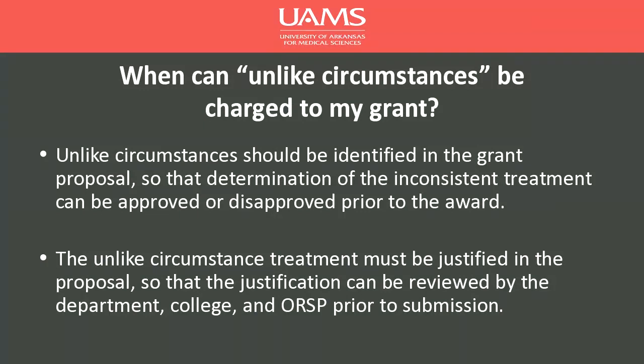So it must be justified in the proposal, and it's got to be reviewed by the department, the college, and ORSP prior to submission. So in grants accounting, it has to be approved if it's an unlike circumstance, because we have to have documentation. We all have to be on the same page and understand what it is, why it's an unlike circumstance, and be able to justify that when we have to do our federal justifications for those kinds of things.